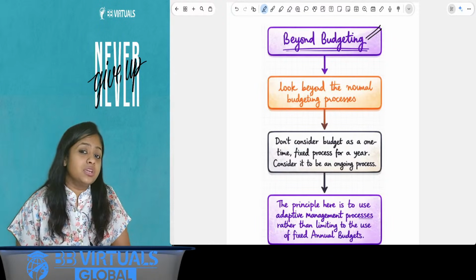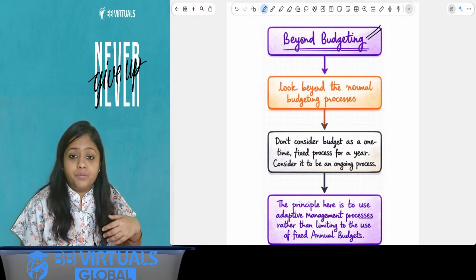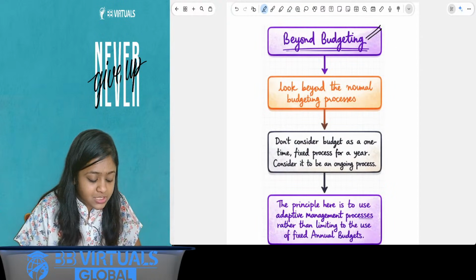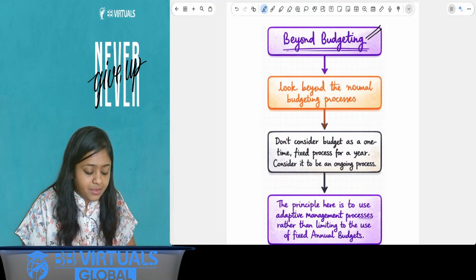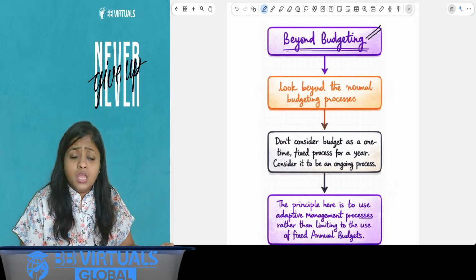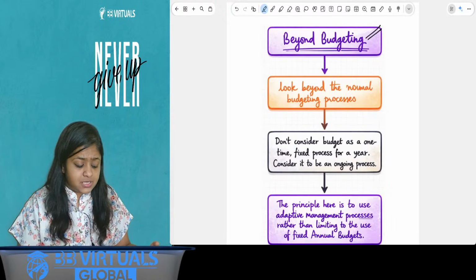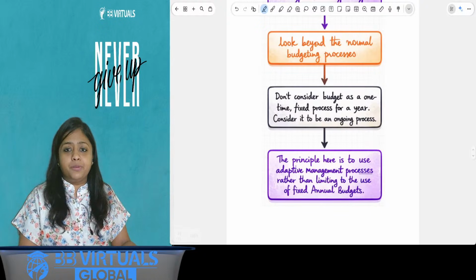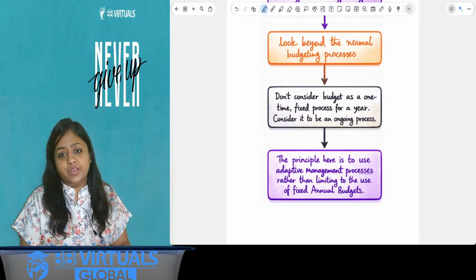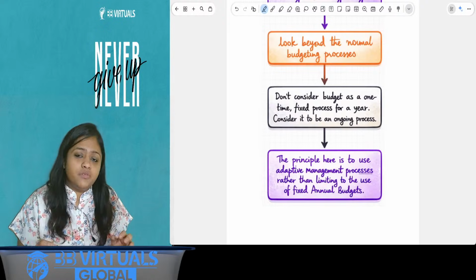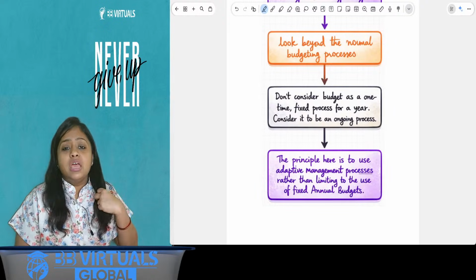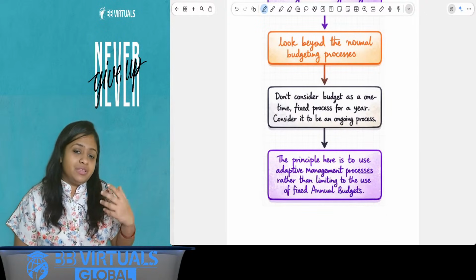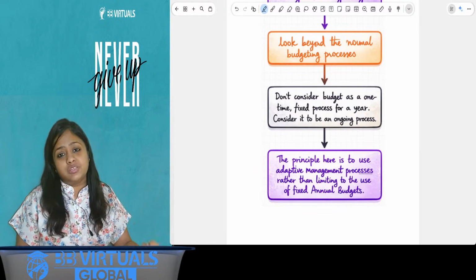So what should the entity do? They should look beyond the normal budgeting process. For example, use more adaptive business processes, more adaptive management processes. We know we have to achieve the target, but instead of just focusing on achieving the target, we may focus on providing some add-on services to the client, so that when the client comes to take those services, the targets are automatically achieved.